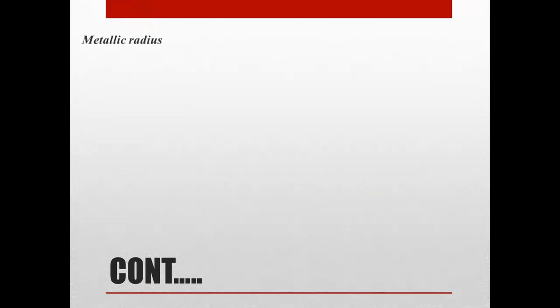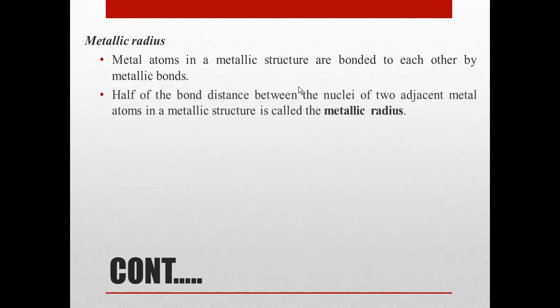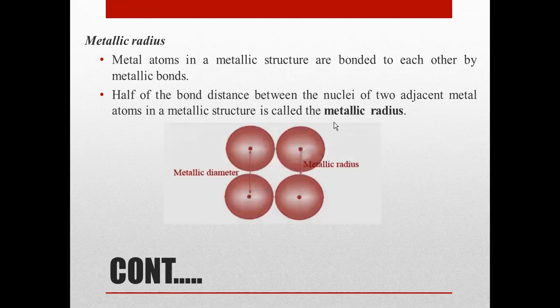Next, we will go for the metallic radius. Here we are going to speak about metals. Metal atoms in a metallic structure are bonded to each other by metallic bonds. So half of the bond distance between the nuclei of two adjacent metal atoms in the metallic structure is called the metallic radius. This is a simple thing. Look at this diagram. This is your metal. The metal atoms attract, and that forms the metallic bond. The full distance between two adjacent nuclei is the metallic diameter. The half is what we call the metallic radius. So this is the metallic radius.